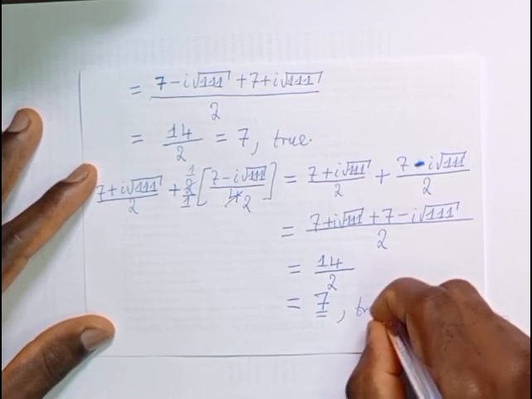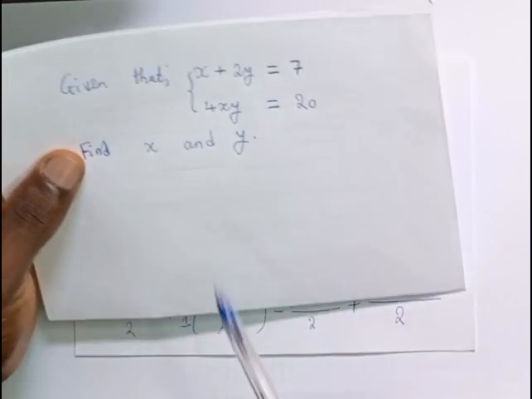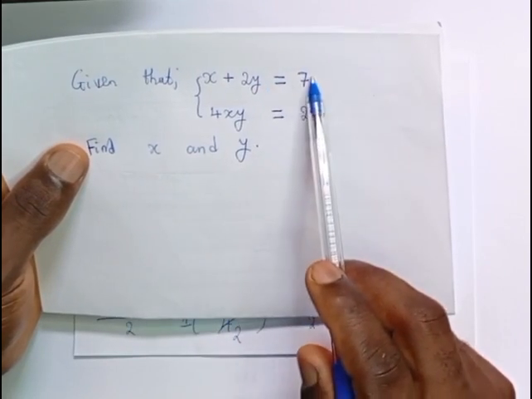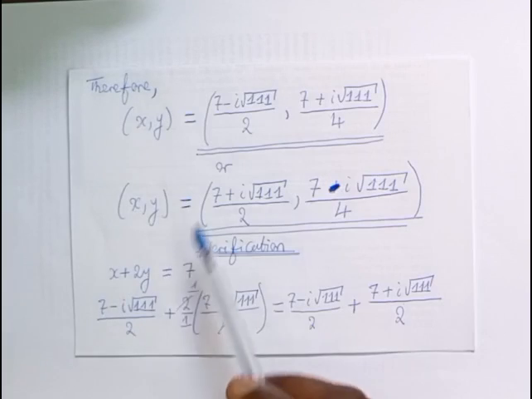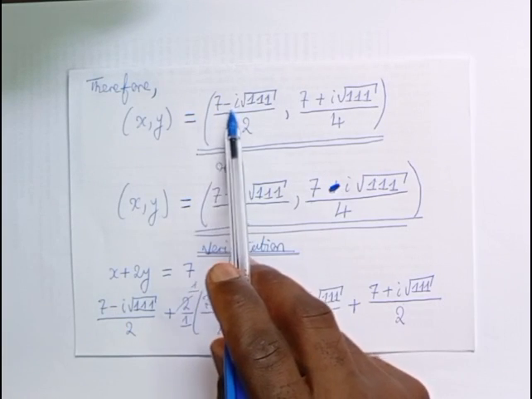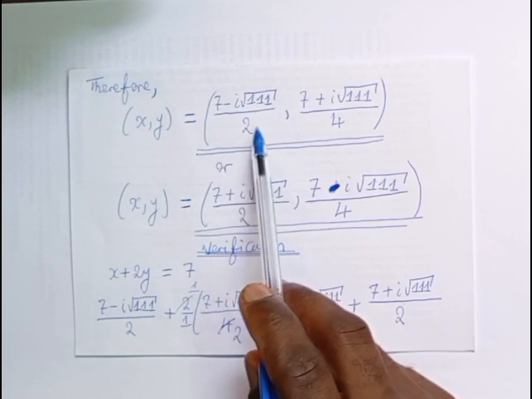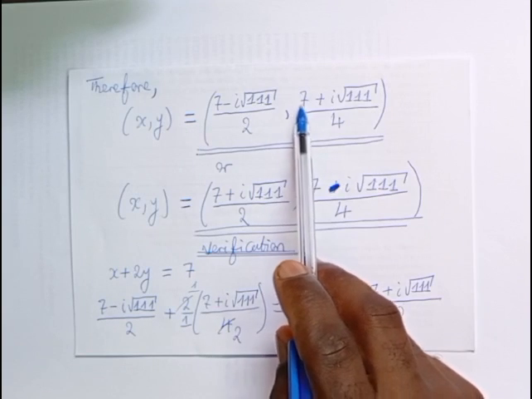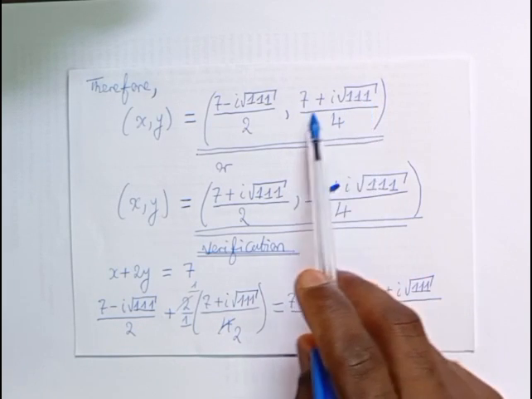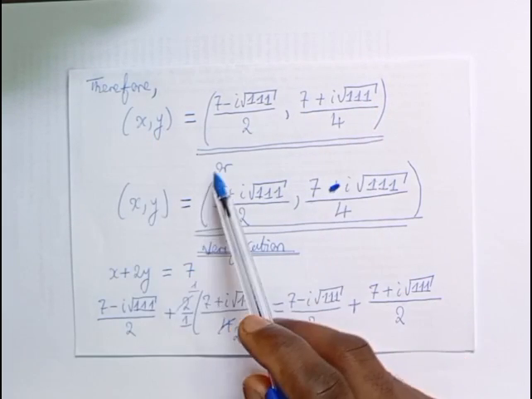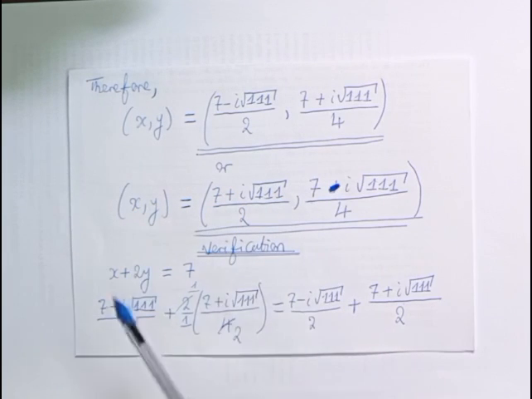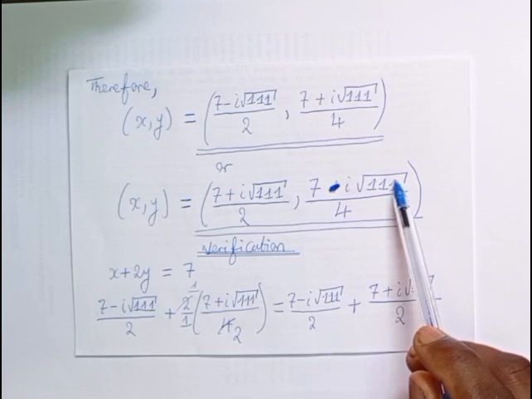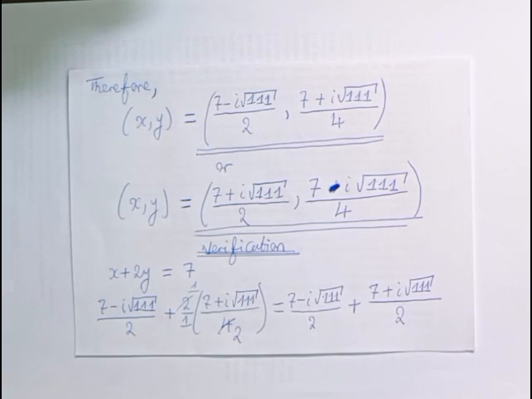Thus, the pair of equations x plus 2y equal to 7 and 4xy equal to 20 has solutions (7 minus i root 111) over 2 for x and (7 plus i root 111) over 4 for y, or (7 plus i root 111) over 2 for x and (7 minus i root 111) all over 4 for y. We are done with the solution of this question.